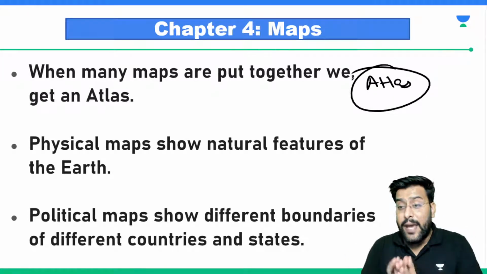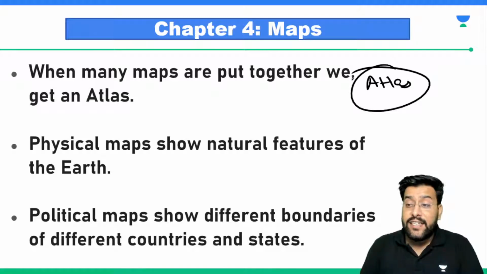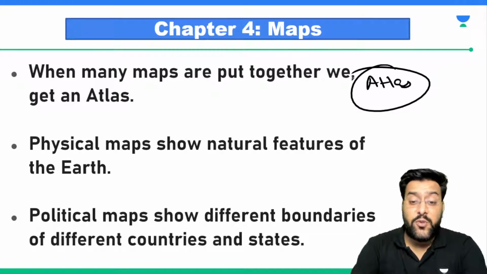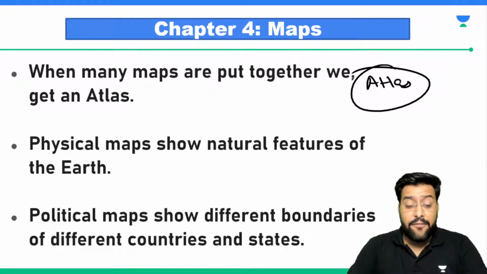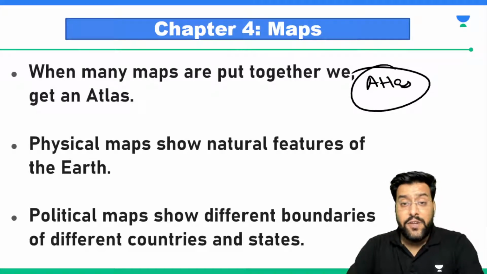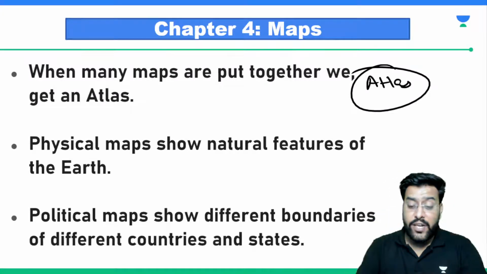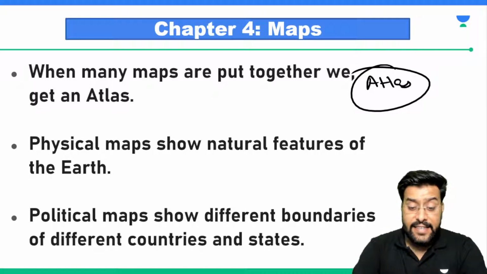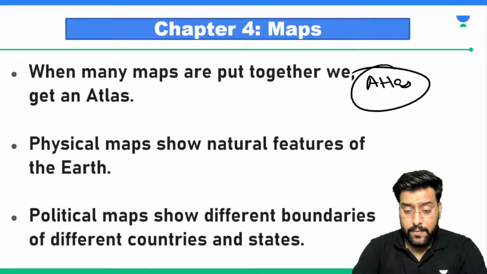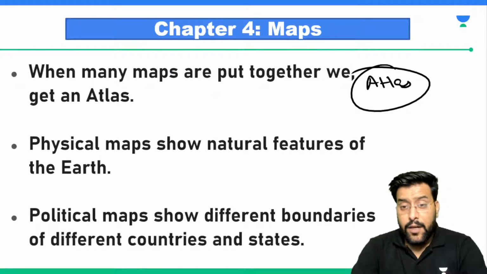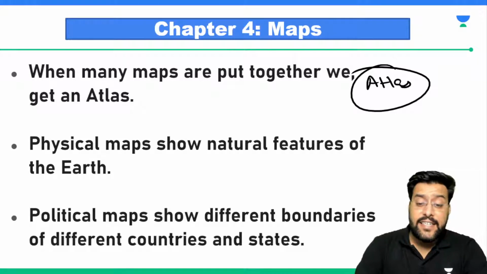When various maps are put together, it is known as what? It is known as an atlas. Are we following it? So when various maps are put together, we call it an atlas. So atlas is the collection of maps.